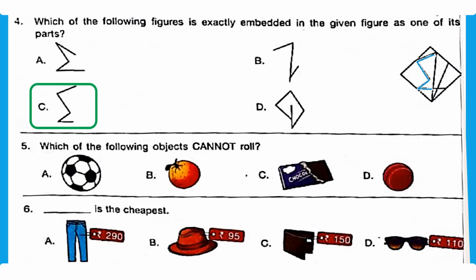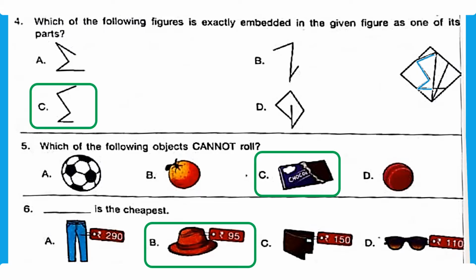Question 5. Which of the following objects cannot roll? So the object which does not have a circular or spherical surface, that cannot roll. And out of these 4, it is option C. Question 6. Dash is the cheapest. Cheapest means the one which costs least. The lowest number, the smallest number. So A is costing us rupees 290, B is costing us 95, C 150 and D 110. So the smallest number is rupees 95. So B is the right answer for us because hat is the cheapest.